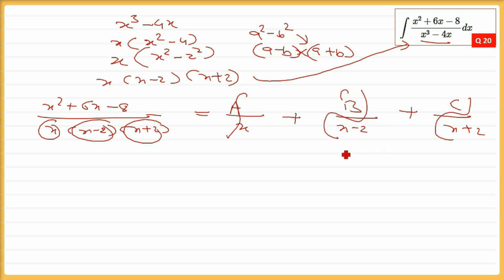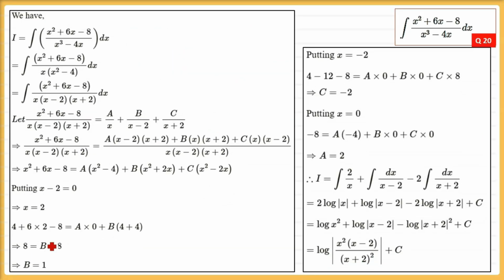And then integrate, a log will come in these three. The basic thing in this question is to write x cube minus 4x in the form which I just told you, x into x minus 2 and into x plus 2. So it's a very basic question, and if you do that one thing, you'll be able to do it, because already 19 questions we have covered.